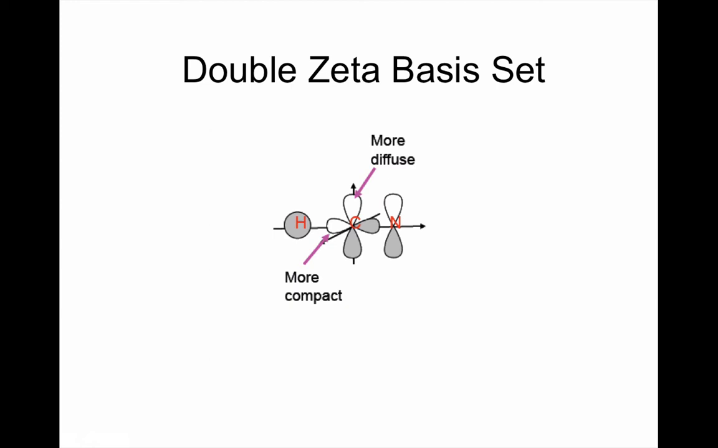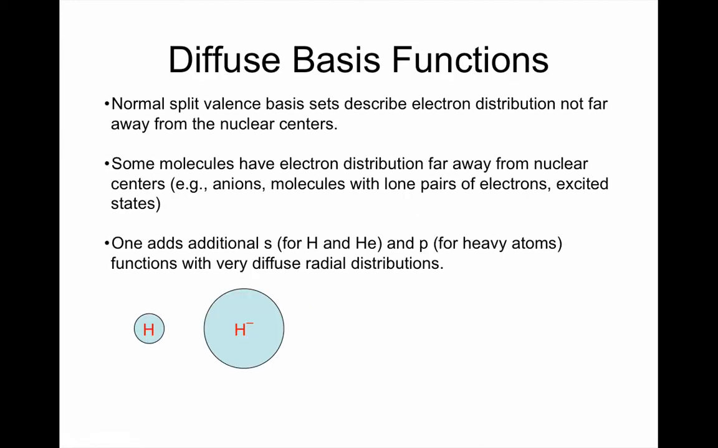That is, we would have to describe the electronic distribution using the same set of functions in this direction here and in this direction here. But using a double zeta basis set, we gain much more flexibility. In addition to doubling, tripling or quadrupling the number of basis functions in our basis set, we can also include other kinds of special basis functions.